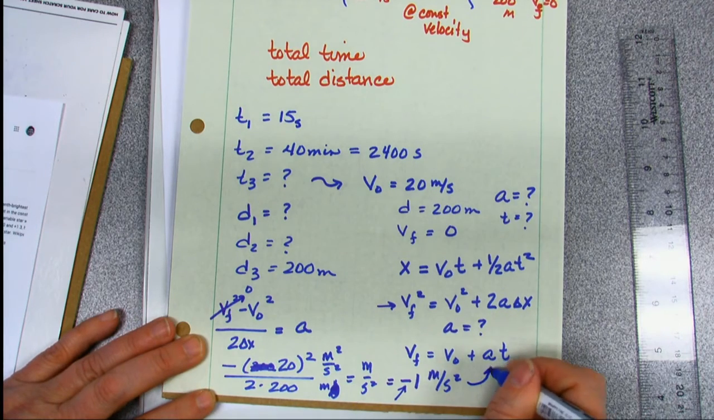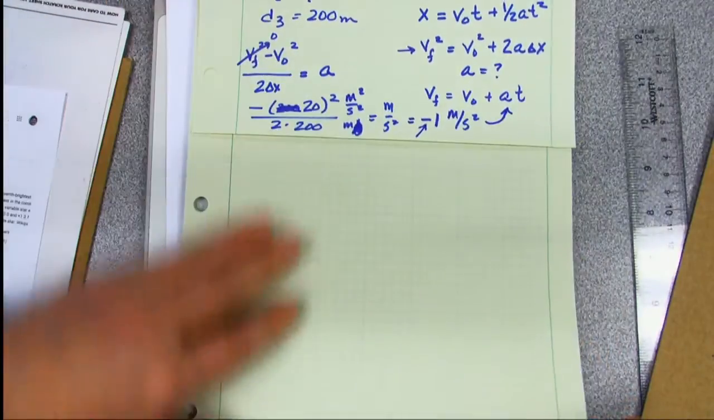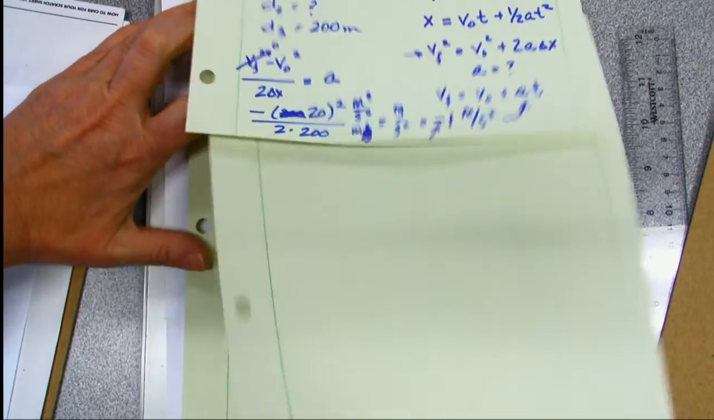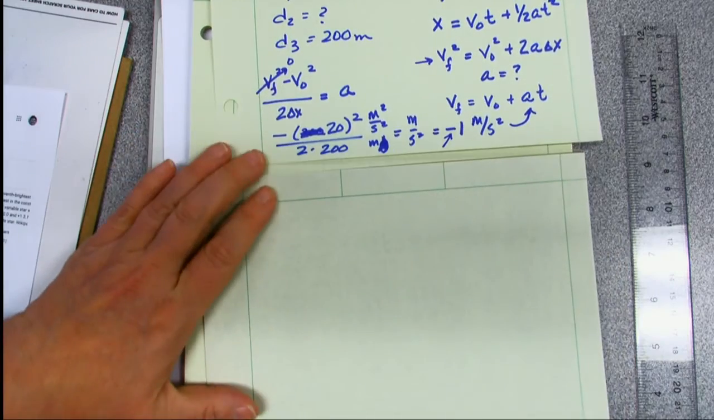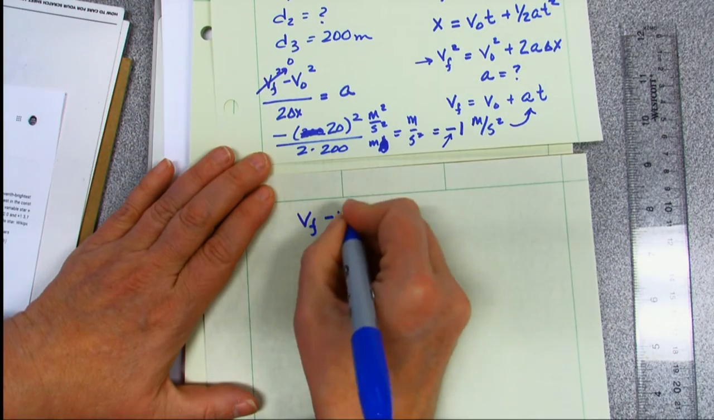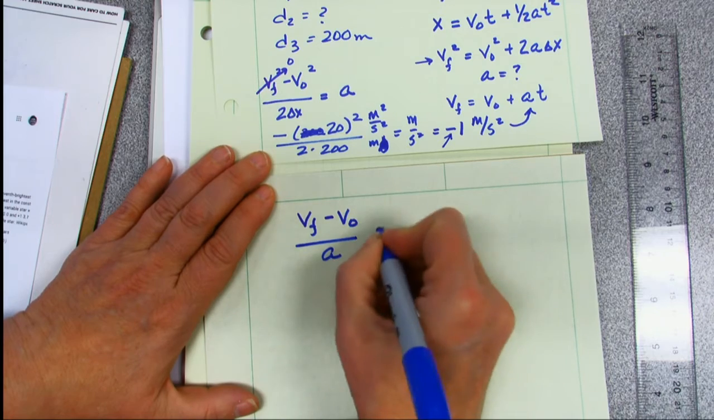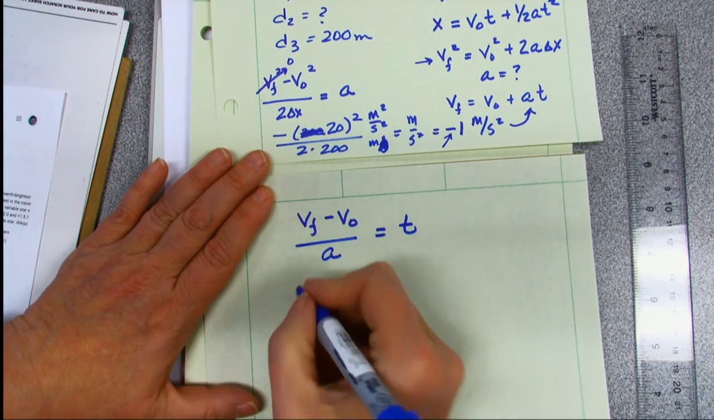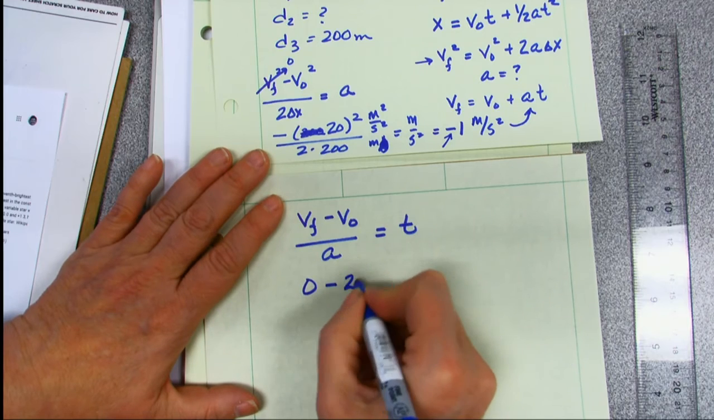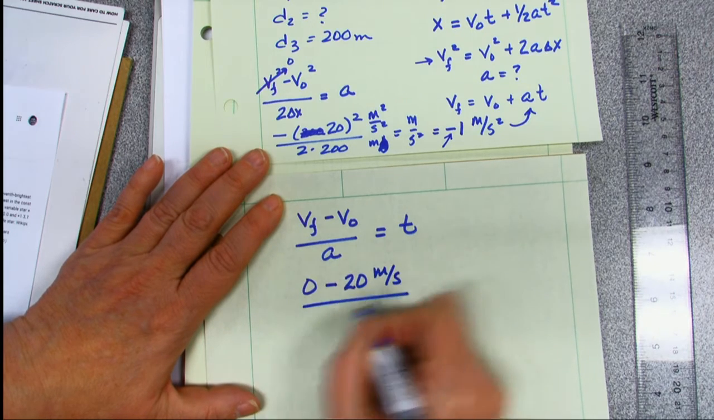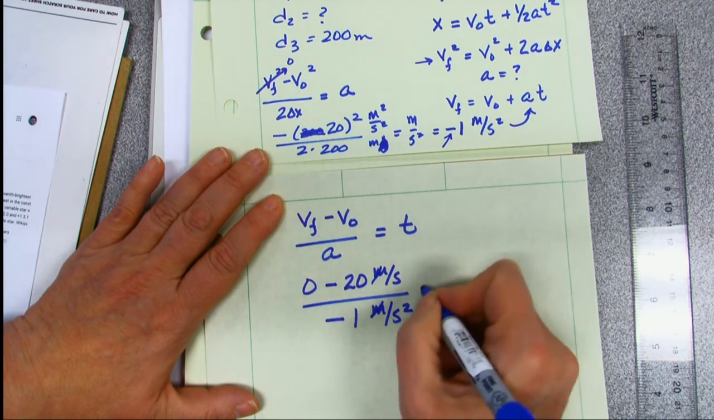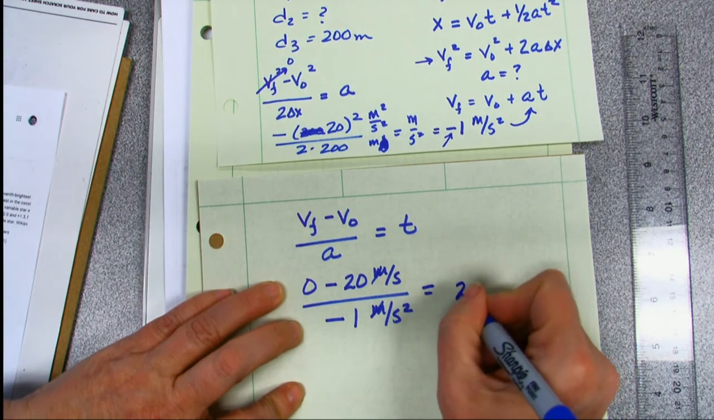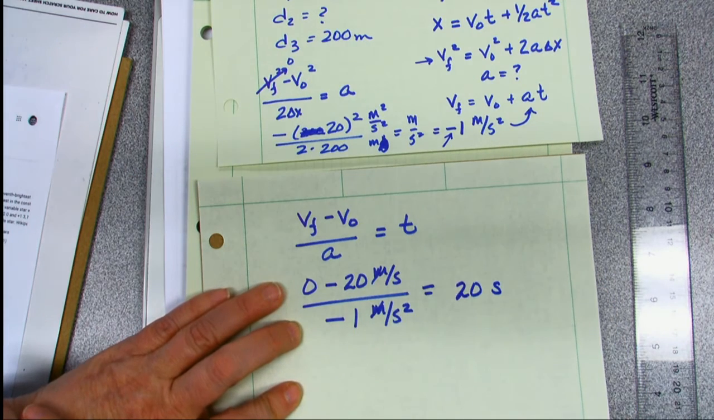Now I can plug that into the other equation and solve for time. V final minus v initial divided by acceleration gives me time. Final is 0, my initial velocity was 20 meters per second, and I'm dividing by minus 1 meter per second squared. Meters cancel, one of the seconds cancels, and that takes 20 seconds, if I've done my arithmetic correctly.